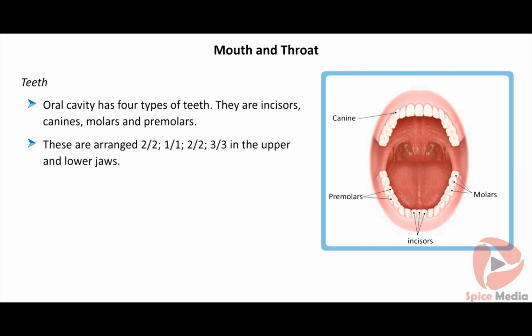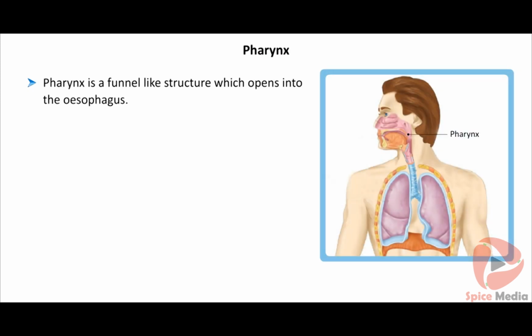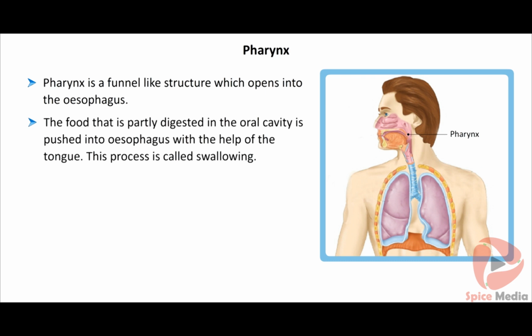In the oral cavity, 4 types of teeth are present. They are the incisors, the canines, premolars and molars. They are arranged 2 by 2, 1 by 1, 2 by 2, 3 by 3 in the upper and lower jaws. The incisors and canines are designed to tear food, while the premolars and molars in the back grind food.